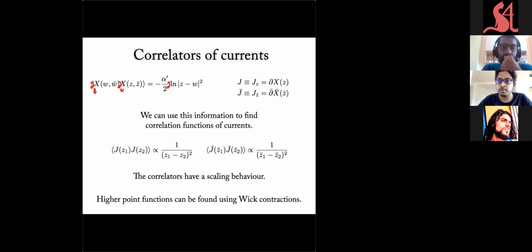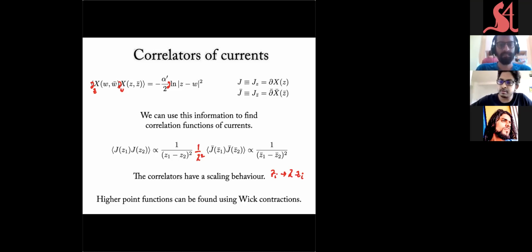And upon taking 2 derivatives, it's very simple to see that the 2-point function of J's, where J is defined in this way, is given by 1 over Z1 minus Z2. So that's the 2-point function of currents. Analogously, for the right moving or anti-holomorphic part, you also have this. Now notice that these correlators have a scaling behavior. Namely, if you scale Zi to lambda Zi, this picks up an overall factor of 1 over lambda squared.